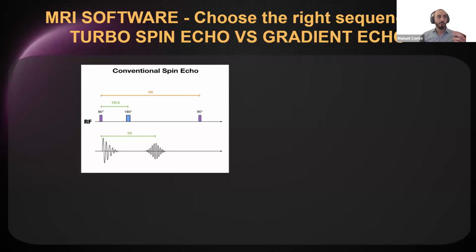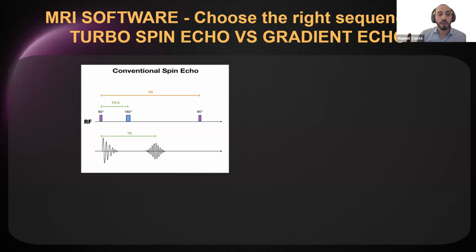When we send the RF pulse of 90 degrees, all of them go in phase. We stop the RF pulse and they start to dephase, and they produce a signal that is called free induction decay. This signal is not good enough, so we need to send a refocusing pulse of 180 to put the spins in phase again, and after that, they produce an echo. This echo is kept by the machine, and thanks to the Fourier transform, we create the image.